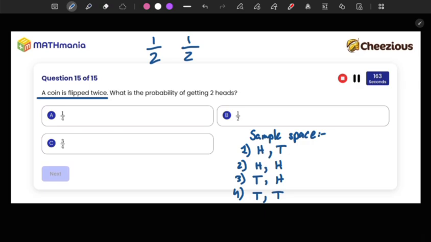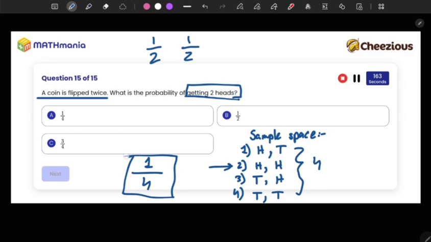Now that we have our sample space, we know the total number of outcomes are 4. Since our desired probability is getting 2 heads, that is this option over here, and it's only available once. That means our desired outcome is only available once, and the total outcomes are 4. Hence, our probability for getting 2 heads on a fair coin that's flipped twice is going to be 1/4. That we can see is option A.